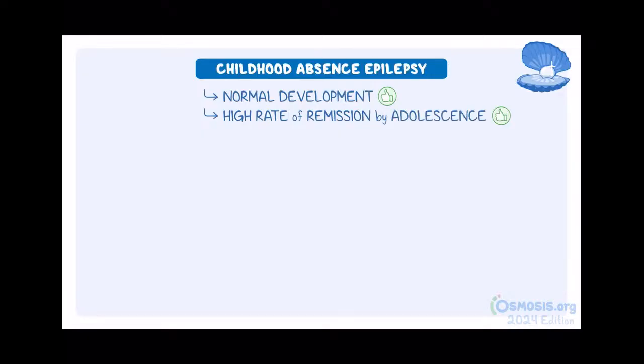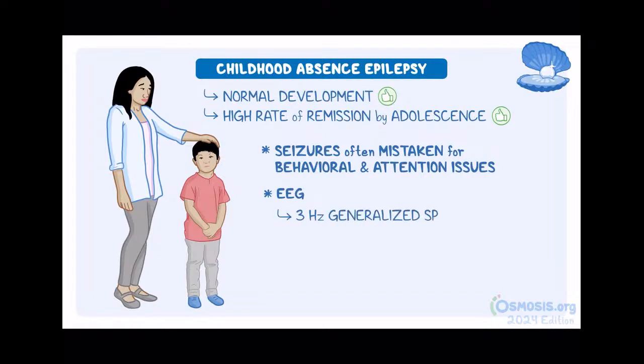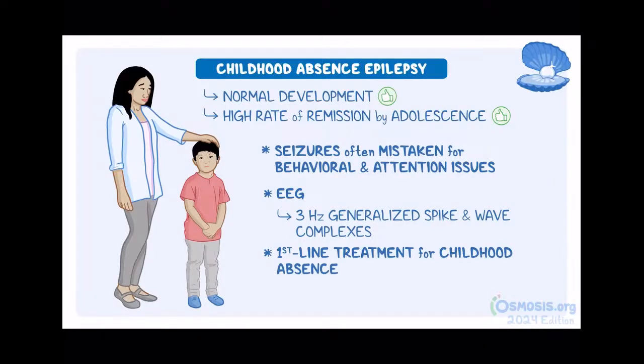Here's another clinical pearl. Childhood absence epilepsy occurs in children with normal development and has a high rate of remission by adolescence. These seizures are often mistaken for behavioral and attention issues, so you can obtain an EEG, which reveals 3 Hz generalized spike and wave complexes. The first-line treatment for childhood absence seizures is ethosuximide.